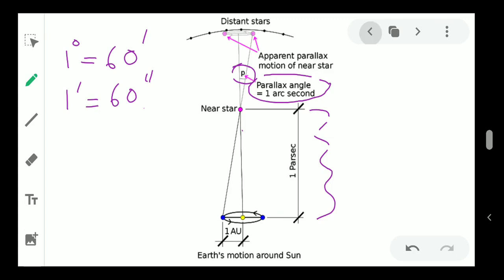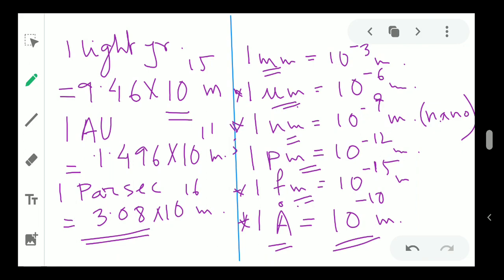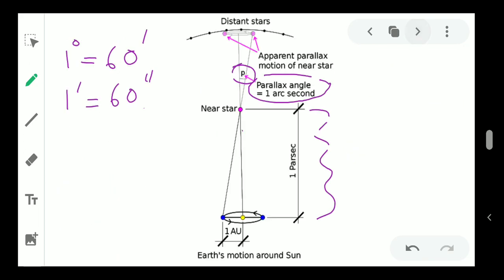So already we know about the range. For the bigger things we can use the light year, the astronomical unit, that is the average distance between earth and sun, and the parsec, that is the distance for which the parallax angle subtended is 1 arc second. So these are the things you have to know.